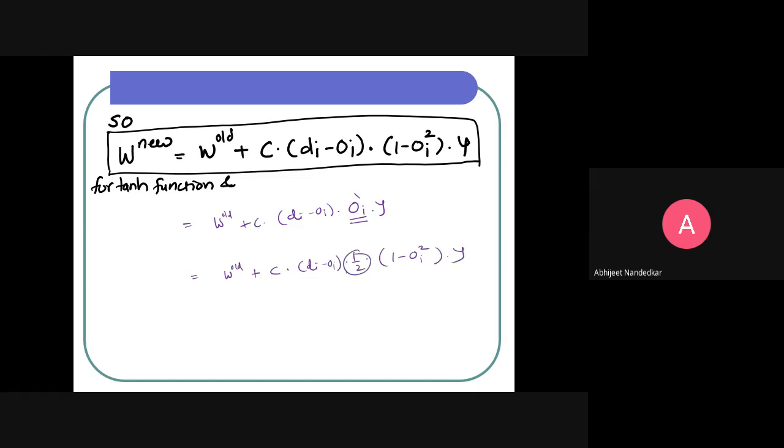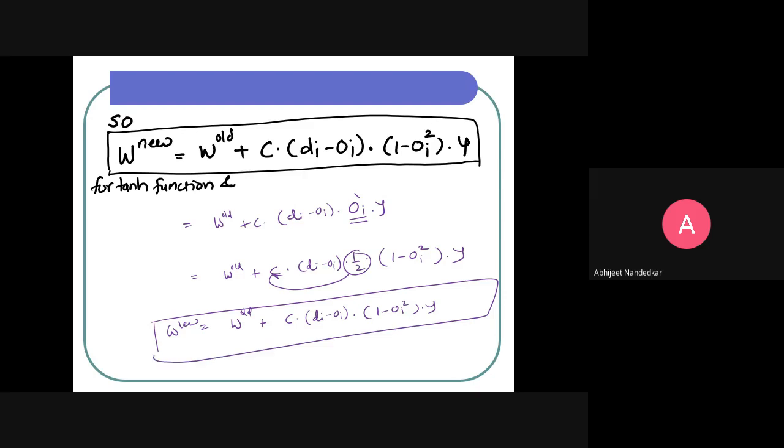So this half I can absorb in this constant C, so I can write this as W old plus some C into DI minus OI into 1 minus OI square into Y. So this is my change in weight rule when I use a sigmoidal, say bipolar sigmoidal, activation function.